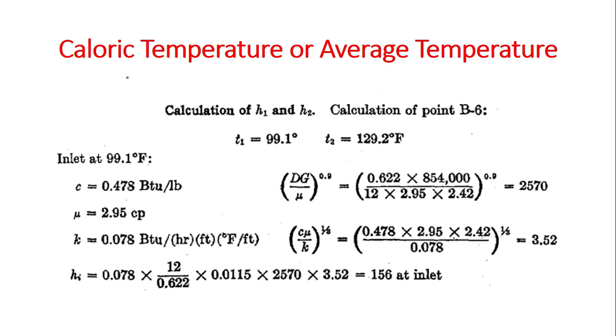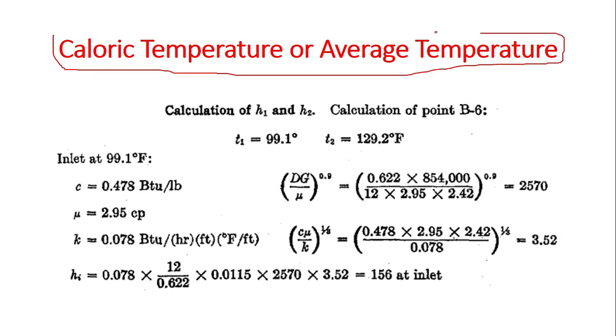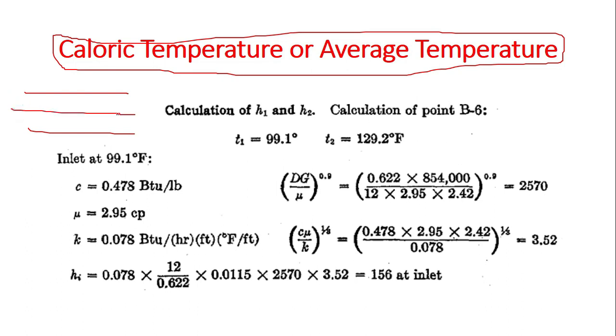So what is the concept of the caloric temperature, or the average temperature? Let me explain what the caloric temperature is and why we use it. For example, if we have a double pipe heat exchanger, this is the outer pipe and this is the inner pipe. The cold fluid is moving in the annular region and the hot fluid is moving in the inner pipe.